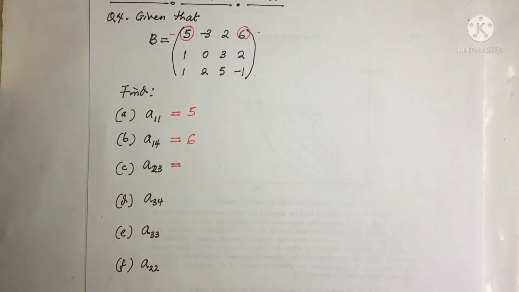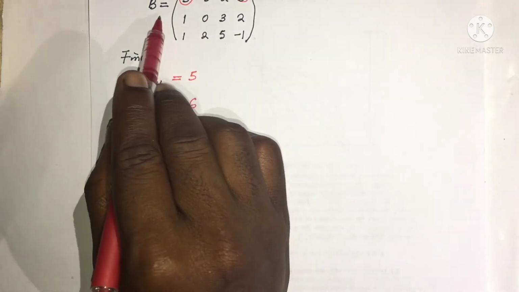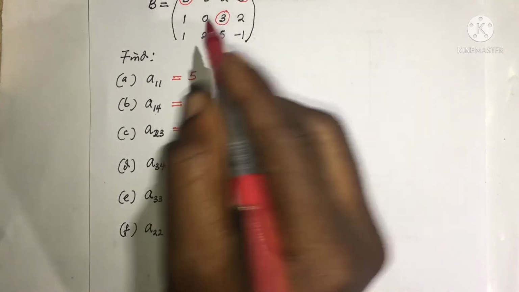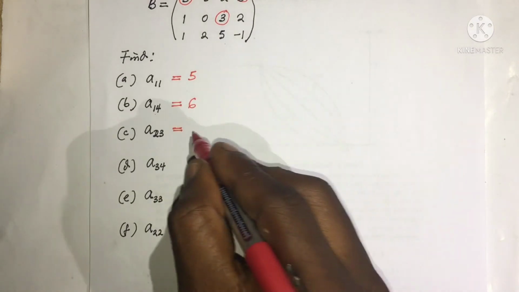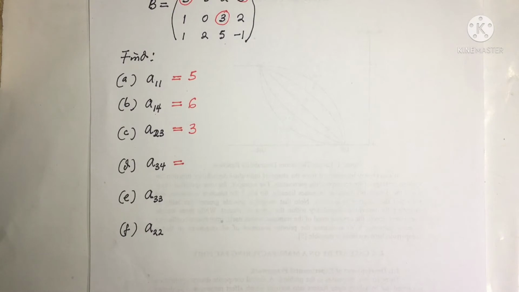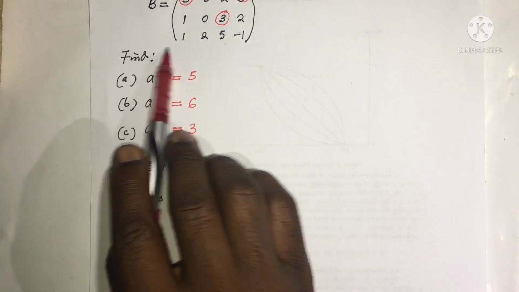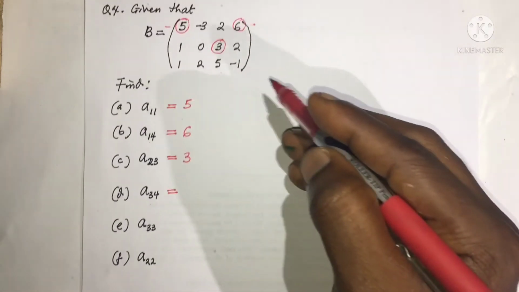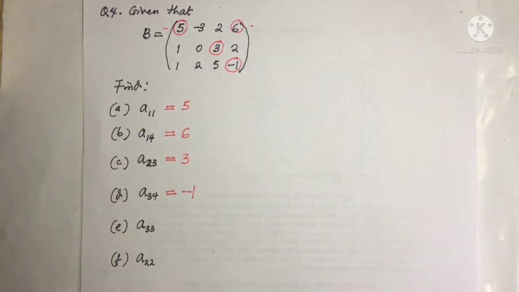A23 is the number that occupies the second row and third column. So the number that occupies the second row and third column is this number 3. So this will be 3. A34 is the number that occupies the third row, which happens to be this row, and the fourth column, which happens to be this column here, the last column in the matrix. So this will be -1. So our result here is -1.